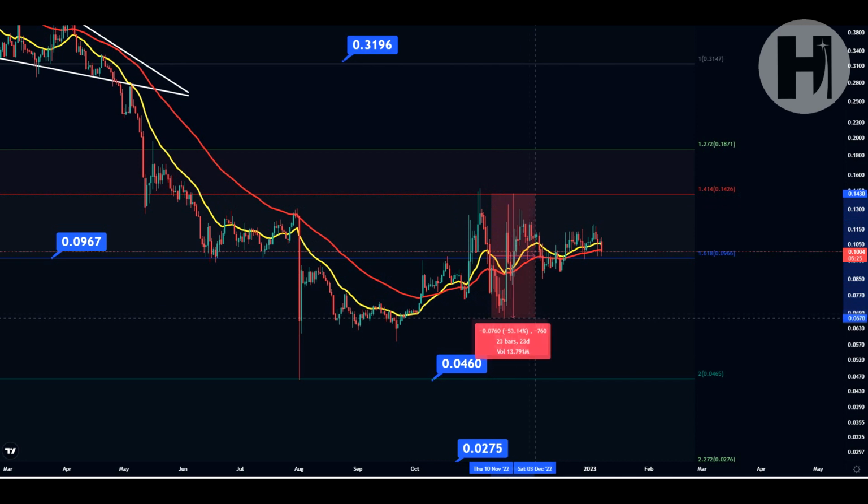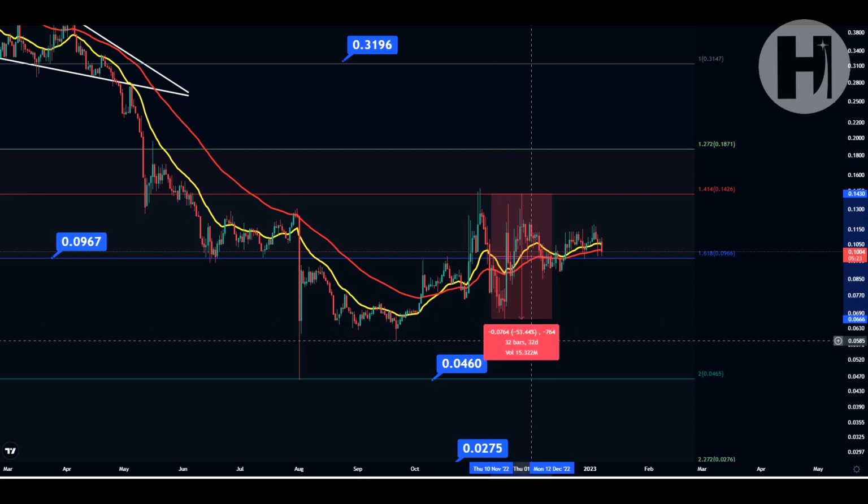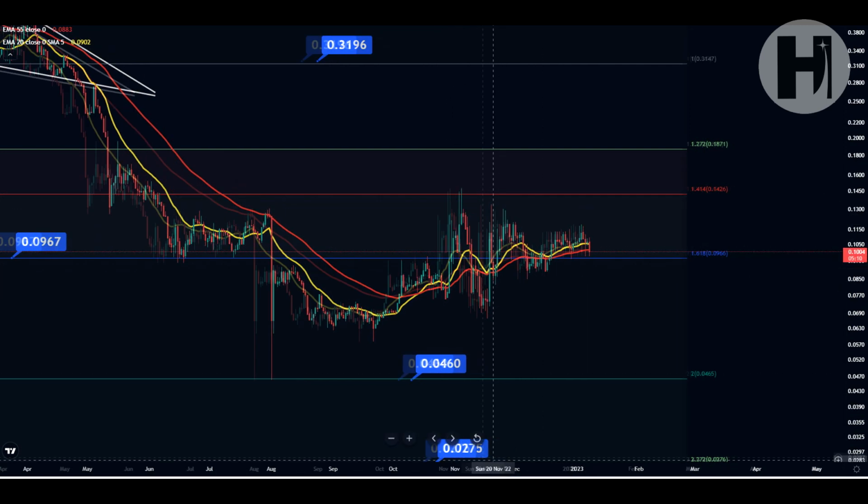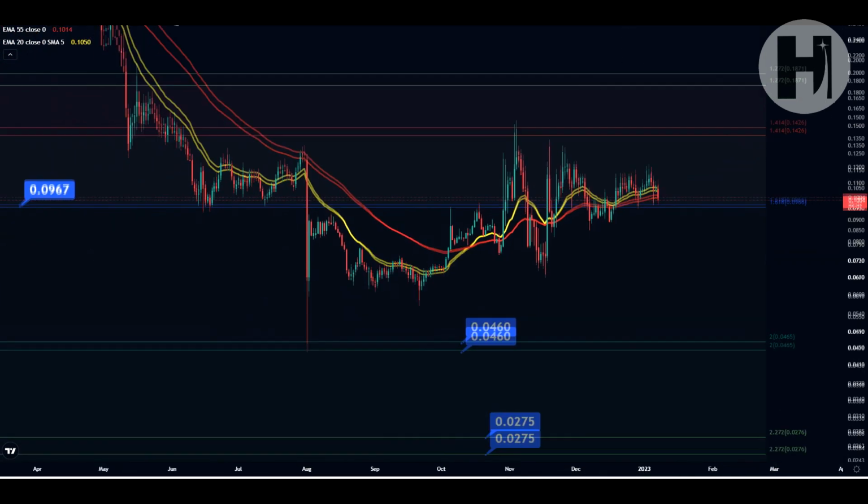And from there, we had a nice capitulation all the way down to 0.066 cents. And that was a nice 53% pullback. So this was a nice swing trading opportunity. You did get a bit overextended from the 20 EMA, so this was a pretty good trading spot for you.